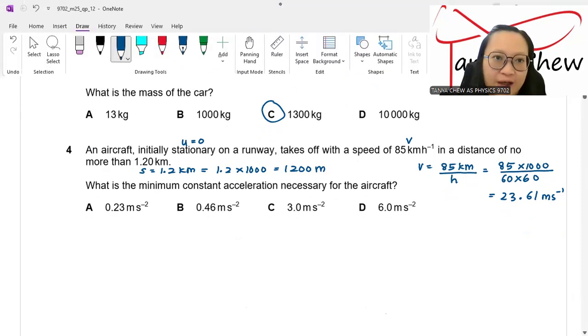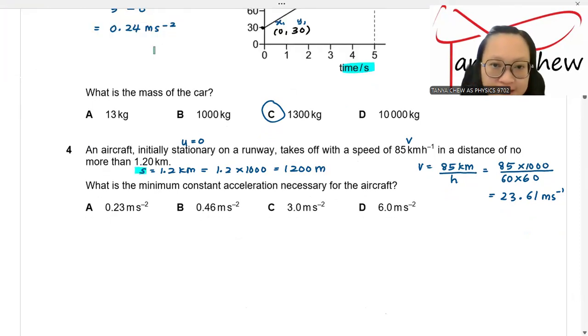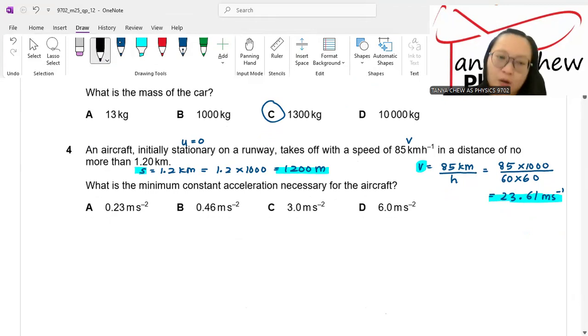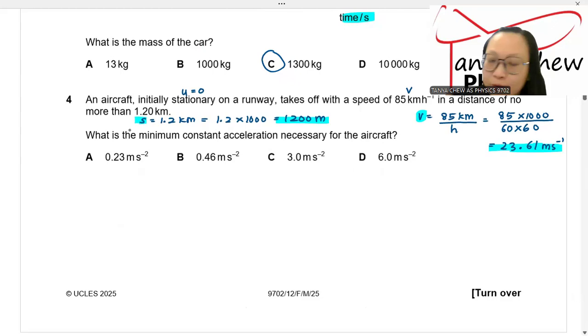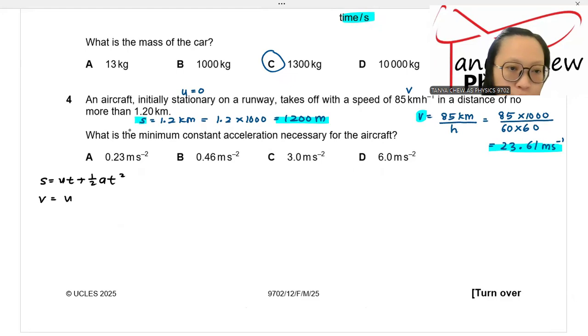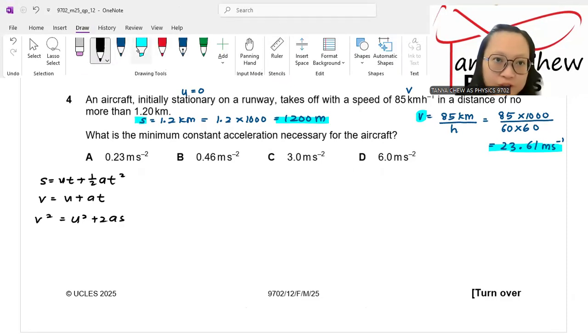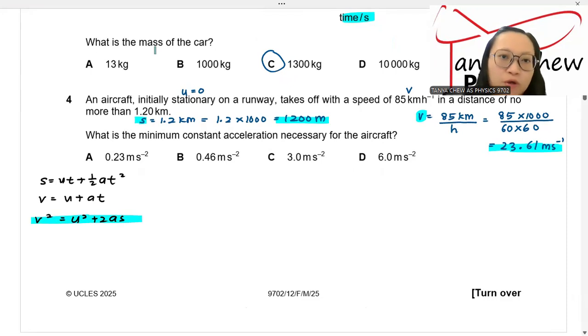Since I have the two values here, let me show you. This is a distance. I put it in meter, and my final velocity, I put it in meter per second. Right, now I can do it. There are a few kinematics equations which you can choose. Okay, I'm going to write this down. You have S equal to UT plus half AT squared. You have V is equal to U plus AT. And you also have V squared equal to U squared plus 2AS. In this case, out of these three equations, I am going to choose the third one.